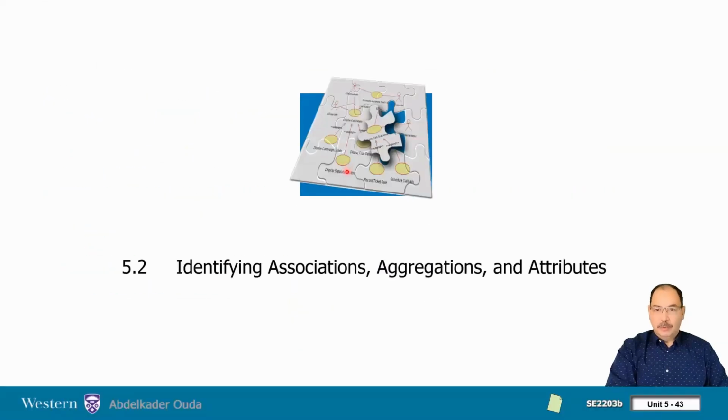All right, so now we are able to identify the three kinds of objects. Now we need to learn how to determine the associations between these classes, and whether this association can act as, or be considered, an aggregation, a more restrictive relationship between classes. And once we find the classes, what kind of attributes we can identify.